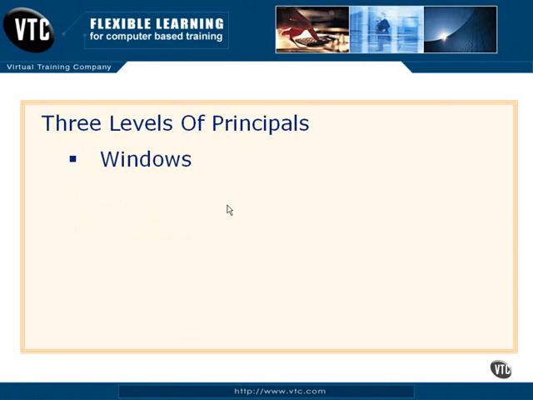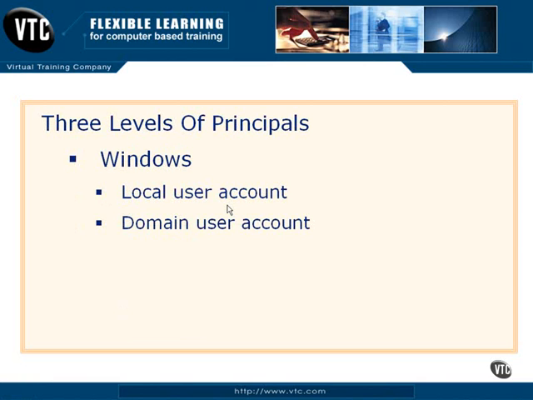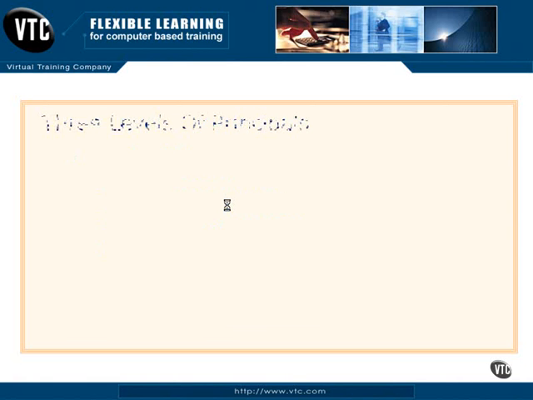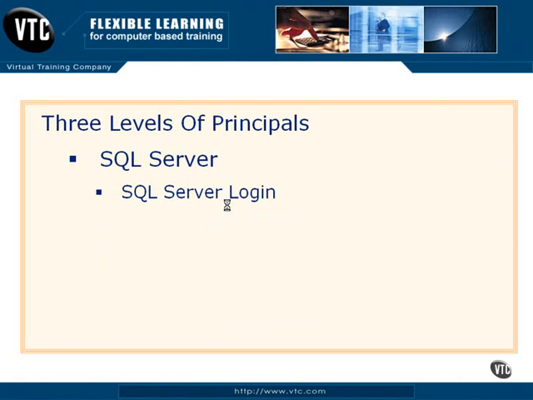At the Windows level of principals, we have local user accounts, domain user accounts, and then of course our Windows groups and Active Directory. And since we can map any of those into SQL Server, we can deal with those as principals. They get permissions. The second one, SQL Server, we only have 2 here. We have SQL Server logins and SQL Server roles.